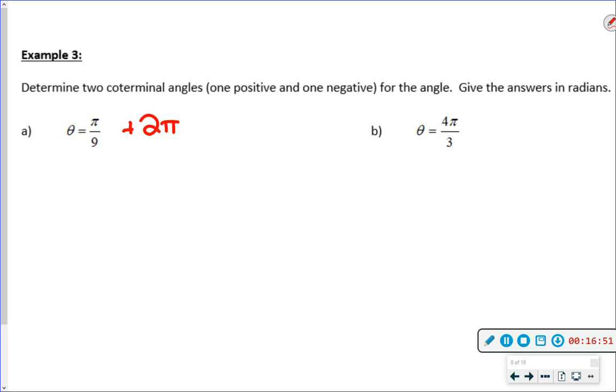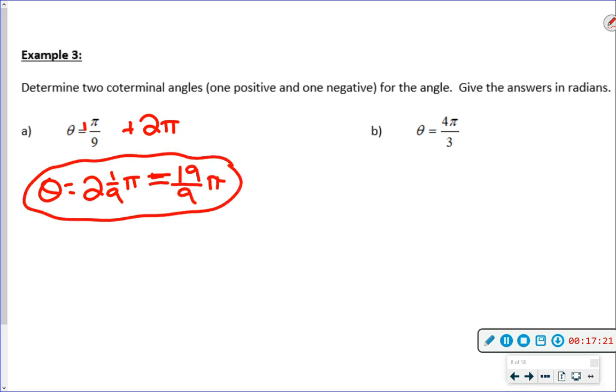Now, you've got to be kind of good with fractions here. What is 1/9 plus 2? This is an easy one. 2 and 1/9. You are more than welcome to put 2 and 1/9 pi. A lot of times, I don't care, leave it like that. A lot of times you'll see on the answer keys, they'll put them in proper form. So I'm going to make it 19/9 pi. I don't care which form you get. There's my positive answer. Now I need a negative answer.